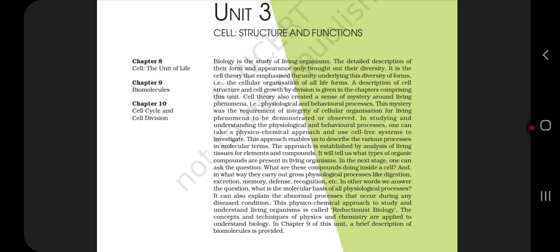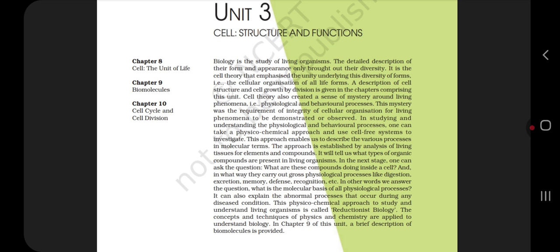The approach is established by the analysis of the living tissues for elements and compounds. It will tell us what types of organic compounds are present in living organisms. In the next stage, one can ask the question, what are these compounds doing in the cell? And in what way do they carry out the gross physiological processes like digestion, excretion, memory, defense, recognition, etc.? In other words, we answer the question, what is the molecular basis of physiological processes? It can also explain the abnormal processes that occur during any diseased condition.